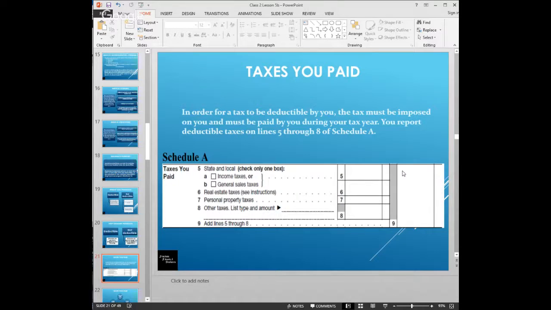So that's the end of the medical deductions. Now we're going to move on into the taxes that you paid. In order for a tax to be deductible by you, the tax must be imposed on you and must be paid by you during your tax year.